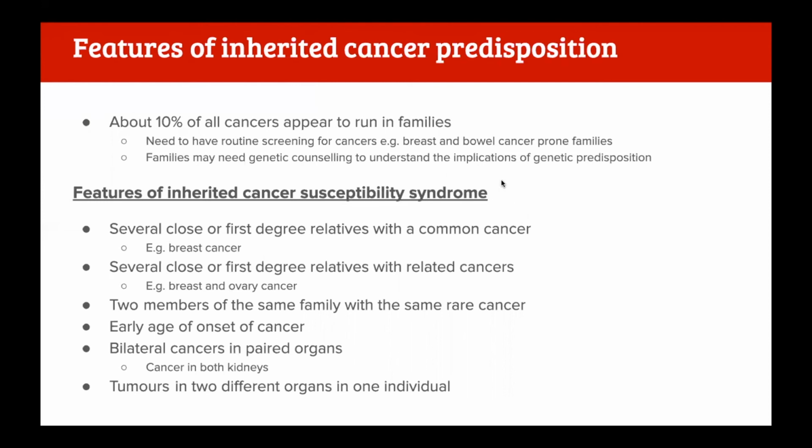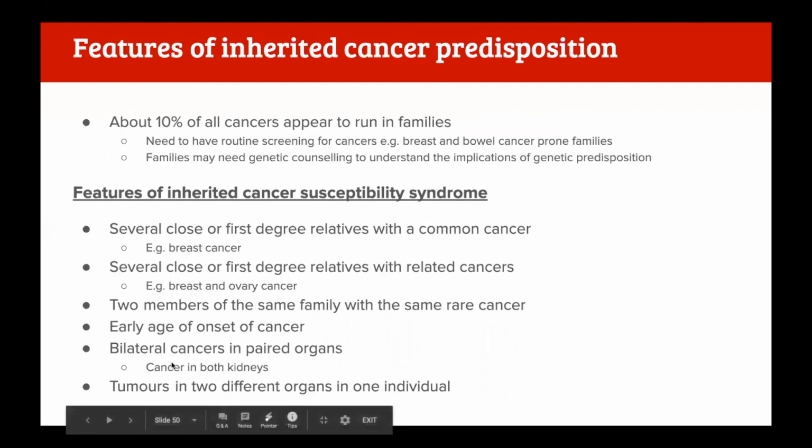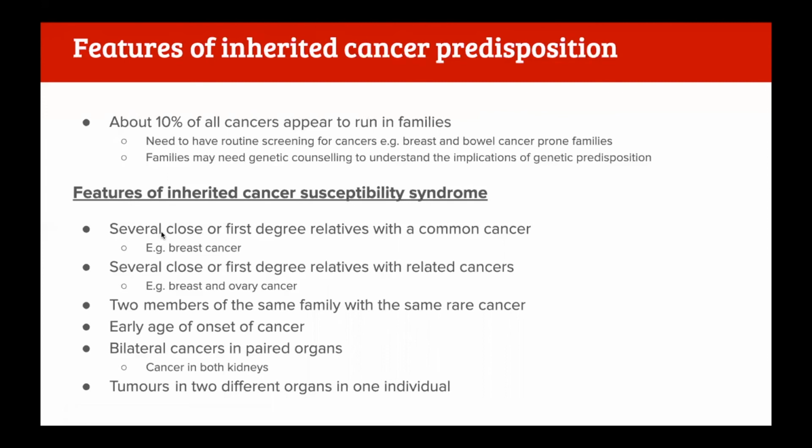So how can you tell if someone may be susceptible to cancer? Okay, so these are the features. Either they have one or more of these dot points. First of all, if they have several close or first degree relatives, so that's your mom, your dad, your siblings, with a common cancer. Common cancers are like breast cancer. Or if you have several close or first degree relatives with related cancers, so this is breast cancer and ovary cancer.